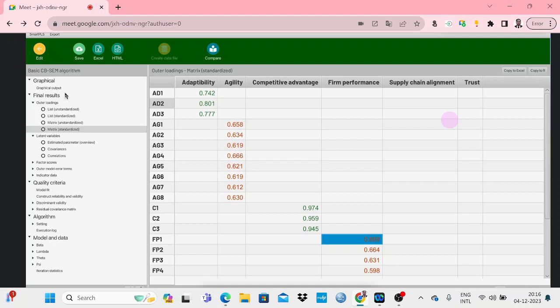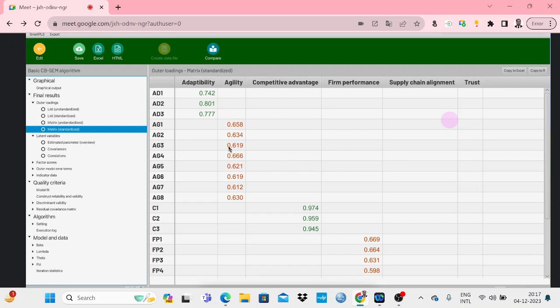The next very important thing is, in this final results section, outer loadings, we first of all look at this matrix, standardized. These are the standardized estimates. As we saw in the case of regression, these values fluctuate between -1 and +1 only. So it gives us a very good relative comparison of how important each of these indicators is towards predicting our underlying construct. These loadings should be close to each other. For example, you can see 0.65, 0.63, 0.61, 0.66. That means the importance of the questions is more or less the same.